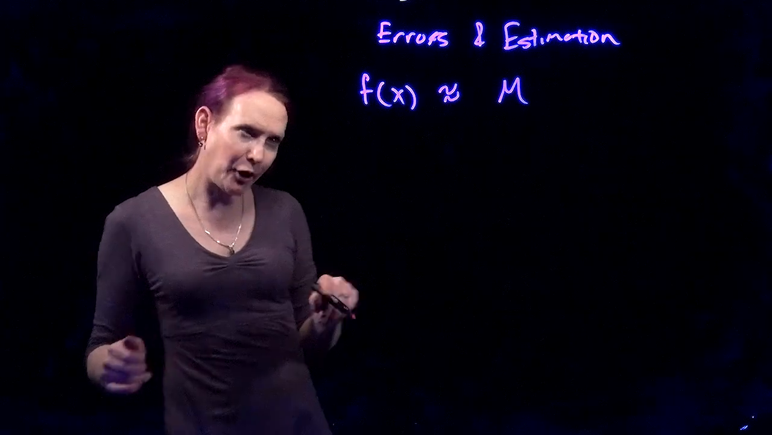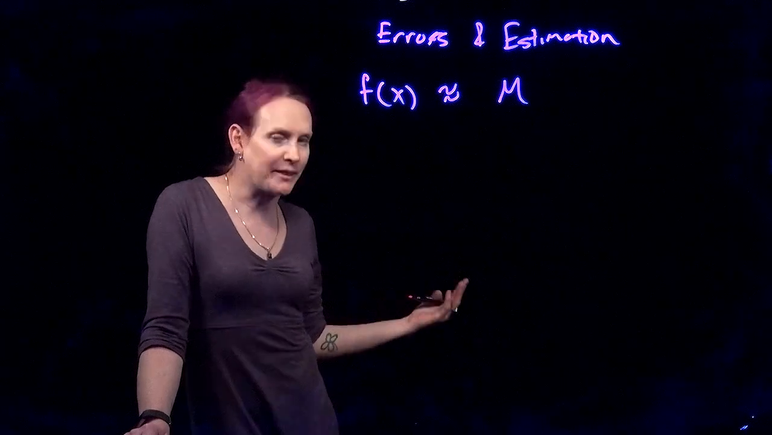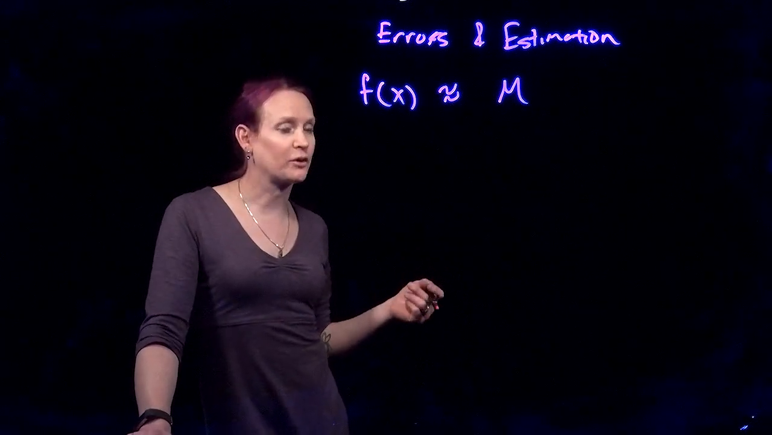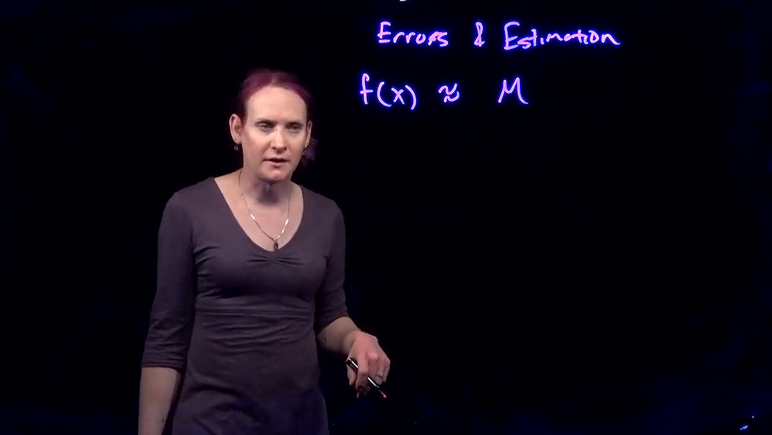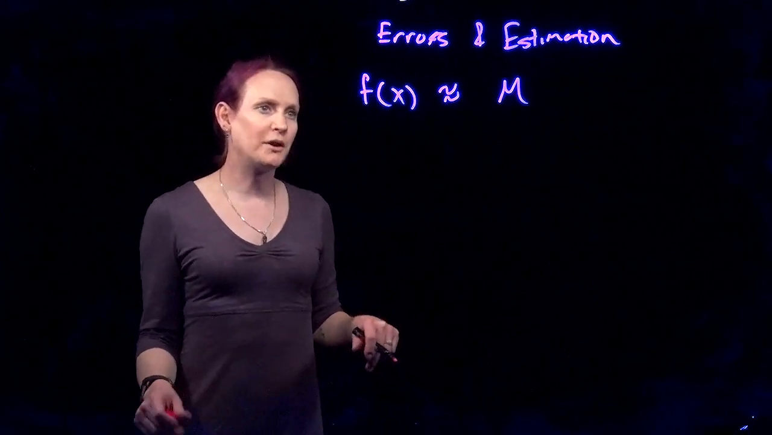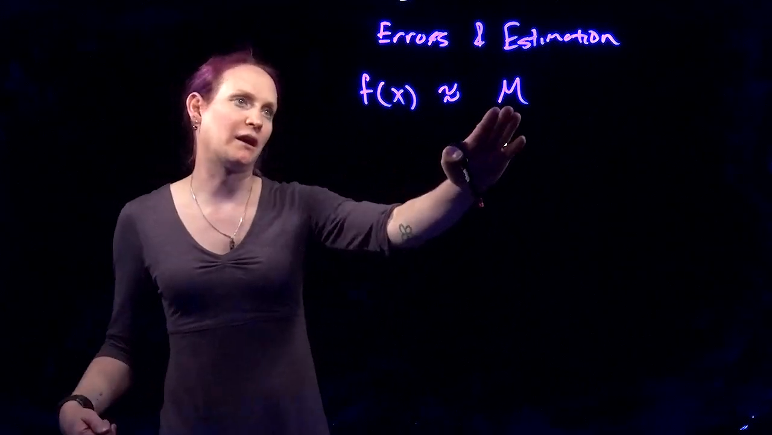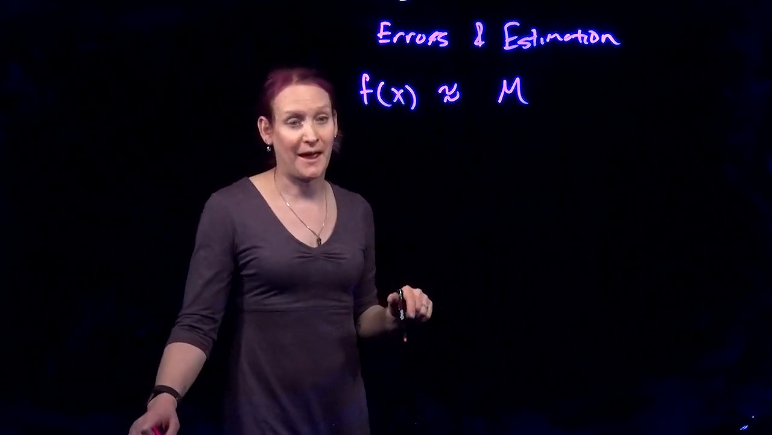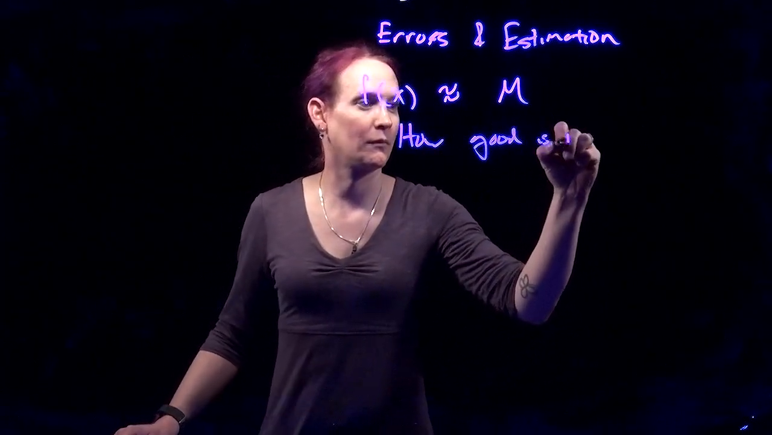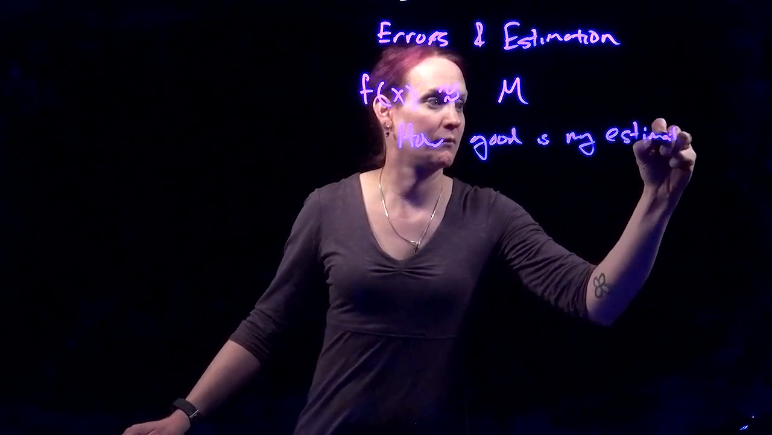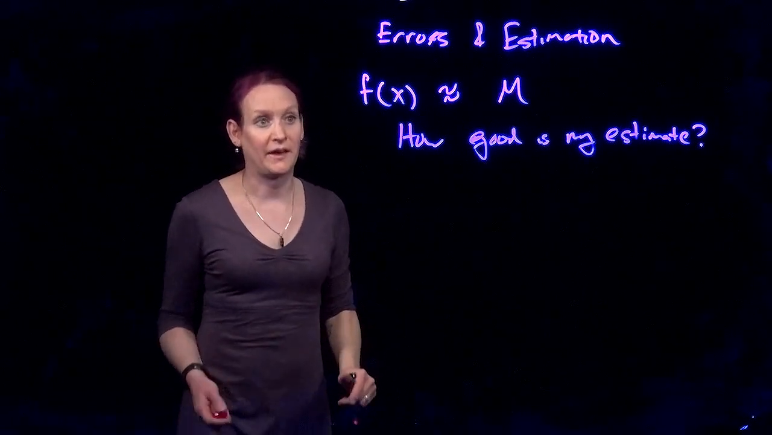I'm not talking about how we came up with m. You could do that with linearization, with Newton's method, or a variety of other methods for computing function values. That's fine. We want to quantify how far off we were. What's the quality of our estimate m? How good is my estimate? And we want to quantify this.